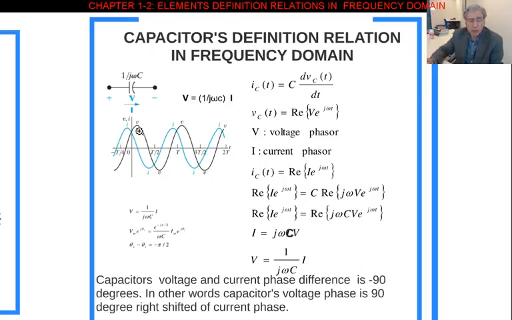So once again, what we are saying here is that in this definition relation we had the derivative, and that derivative disappears in the frequency domain. That means we are going to get rid of ordinary differential equations and end up with linear algebraic equations. These linear algebraic equations are going to have complex numbers because of that j here.